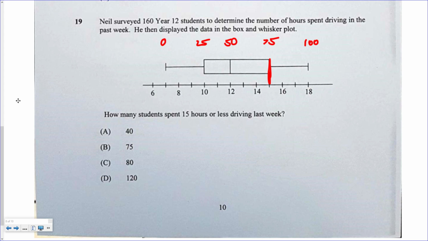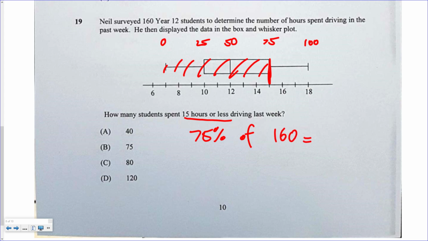But you need to realize that's the 75% mark, and we didn't interview 100 people. We interviewed 160 people. Because we're trying to see how many people spent 15 hours or less, we're going to find 75% of 160, which equals 120. So that's your answer.